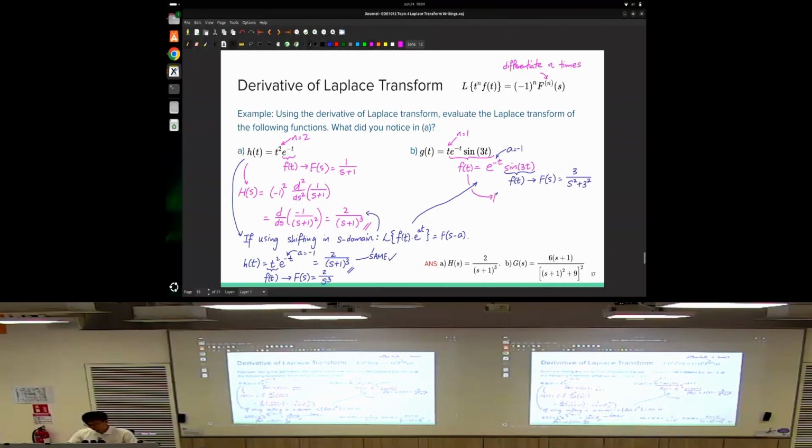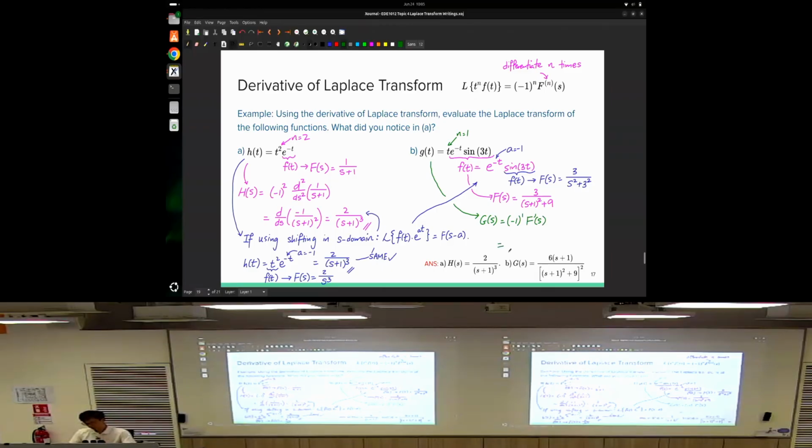This one is different. The pink f of s is that you have to shift. So it's 3 over s plus 1 squared, s minus 1, then plus 9. 3 squared is 9. Then after that, you have to do the derivative. So now the derivative, big G of s, must be minus 1 to the power of 1 because n equals 1. Then you differentiate f of s, which is f prime of s.